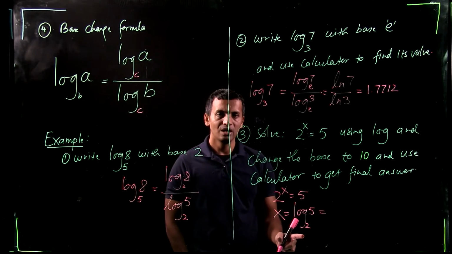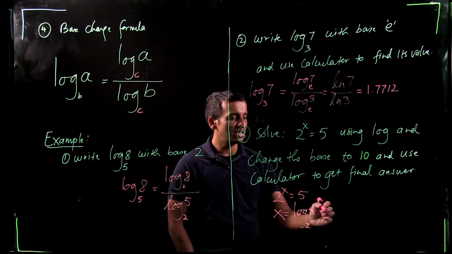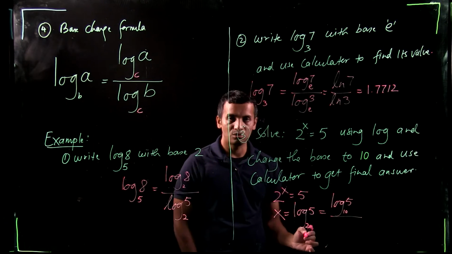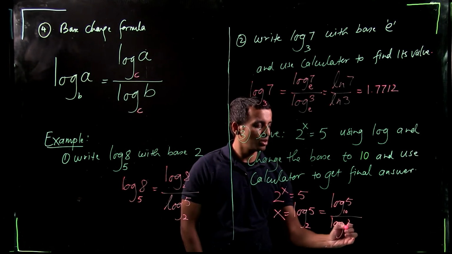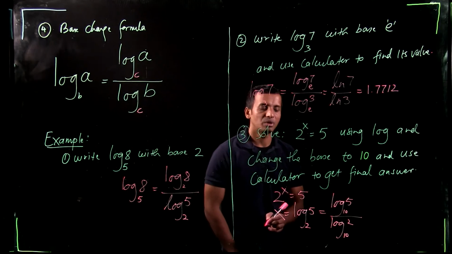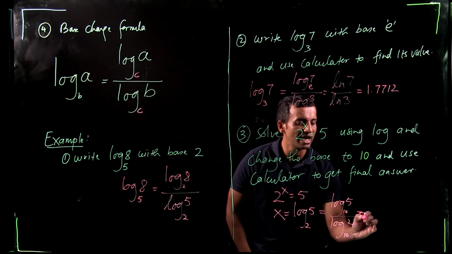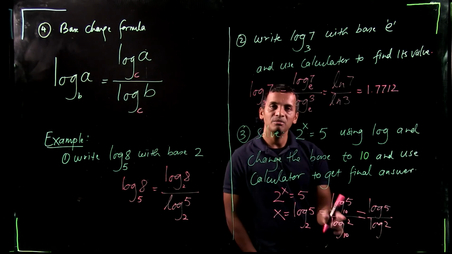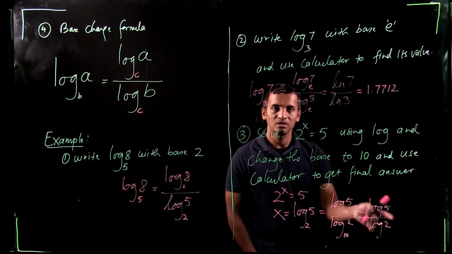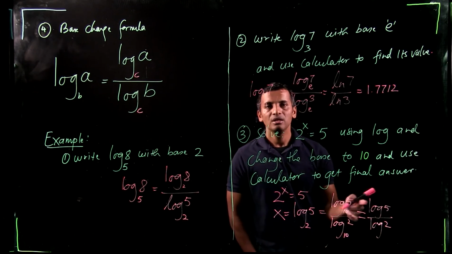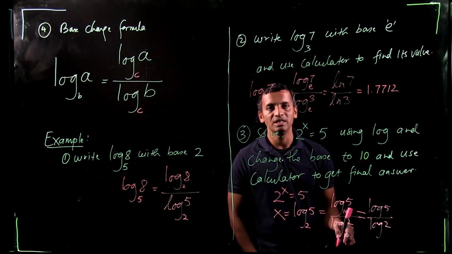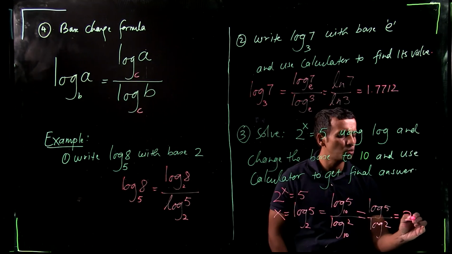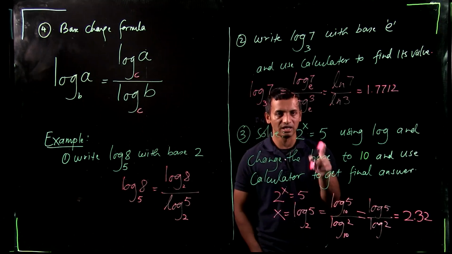So this has base 2, right? And you want to write this using base 10. So you do log of the top number with base 10 divided by log of the bottom number with base 10. You can use the calculator. This is basically the same as log 5 over log 2, because if the base is 10, you don't have to write anything there. If you just write log, the calculator understands that the base is 10. So if you use the calculator to find this value, you will get 2.32. That will be the final answer for this question.